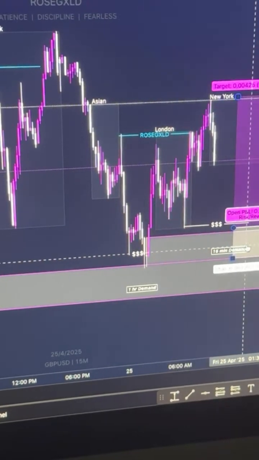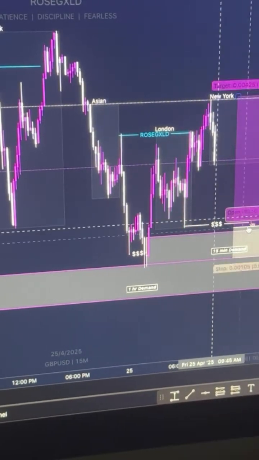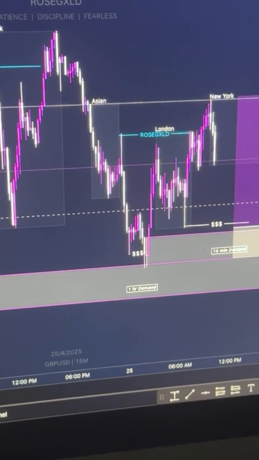This is a 15-minute demand, refined from the 1 hour. This is a 15-minute demand zone here. See if we can take price up to sweep these two highs up here. But it's just my thought process still.